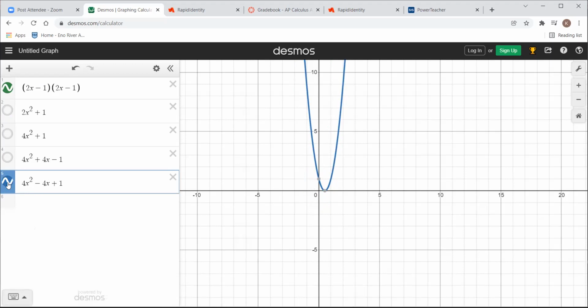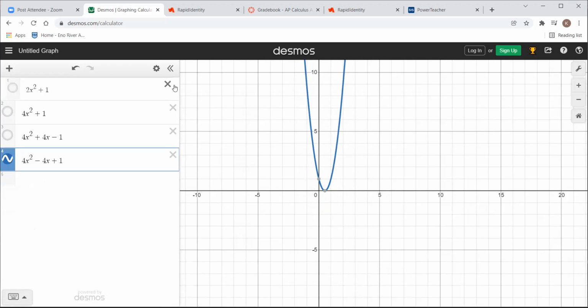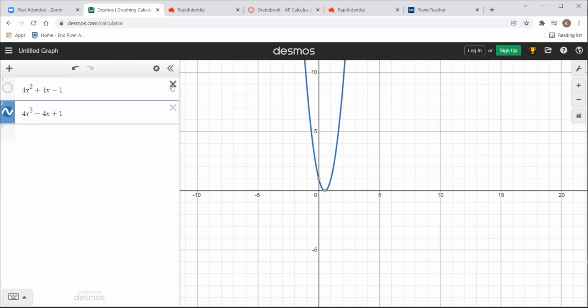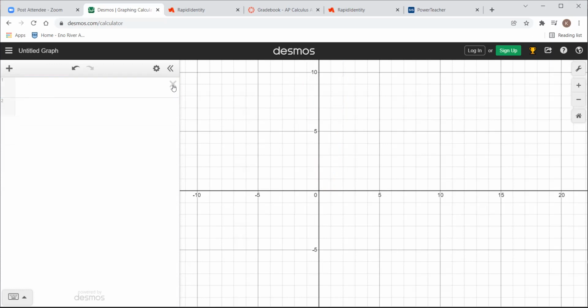For a question like 106, you can actually do this one on Desmos too. So it says, what are the center and radius of a circle with the equation x minus 2 squared plus y plus 5 squared equals 180? So let's go ahead and start off by graphing that circle.